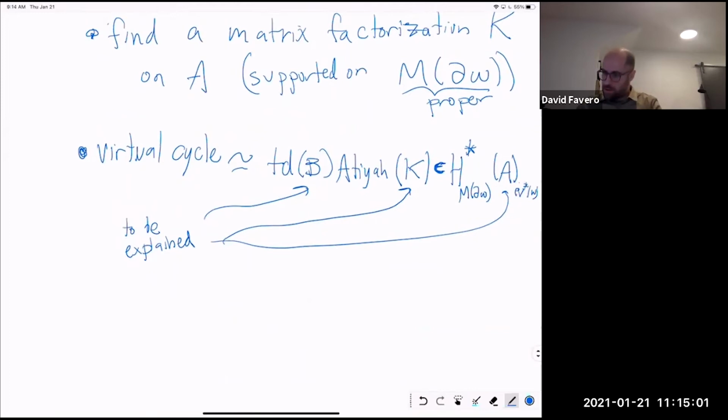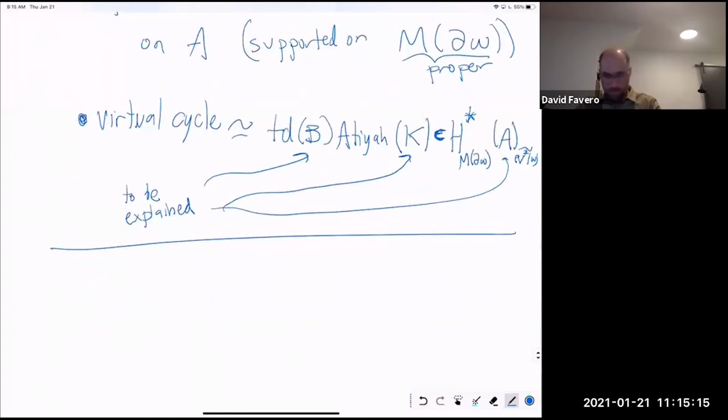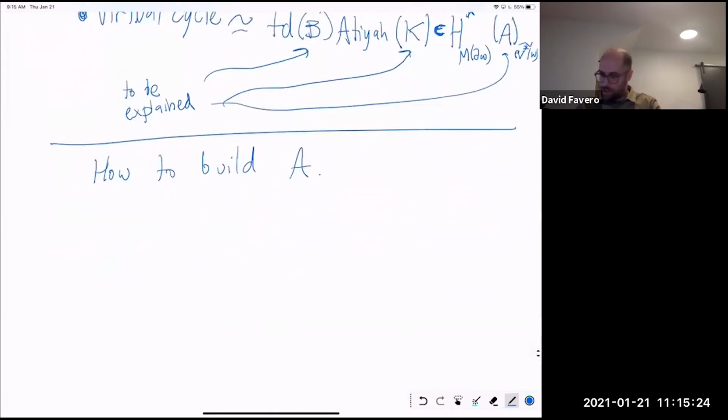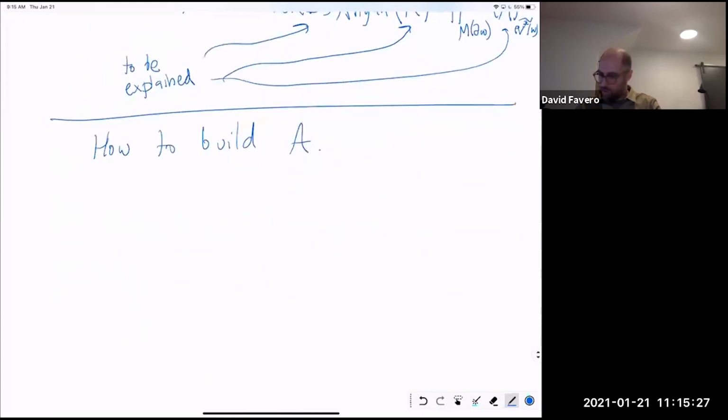Okay, so how to build A. I can only say a little bit here. I denote by Bun_G the moduli of curves, markings, a principal bundle, and kappa. Okay, that's the data.